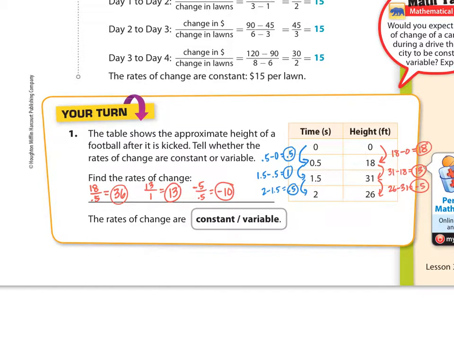Okay. And the way we're answering this, rate of change being constant or variable: constant means all the rates of change are the same. Variable means all of the rates of change are different. So look at our rates of change that we got. We got 36, 13, negative 10, and that means we have a variable rate of change.